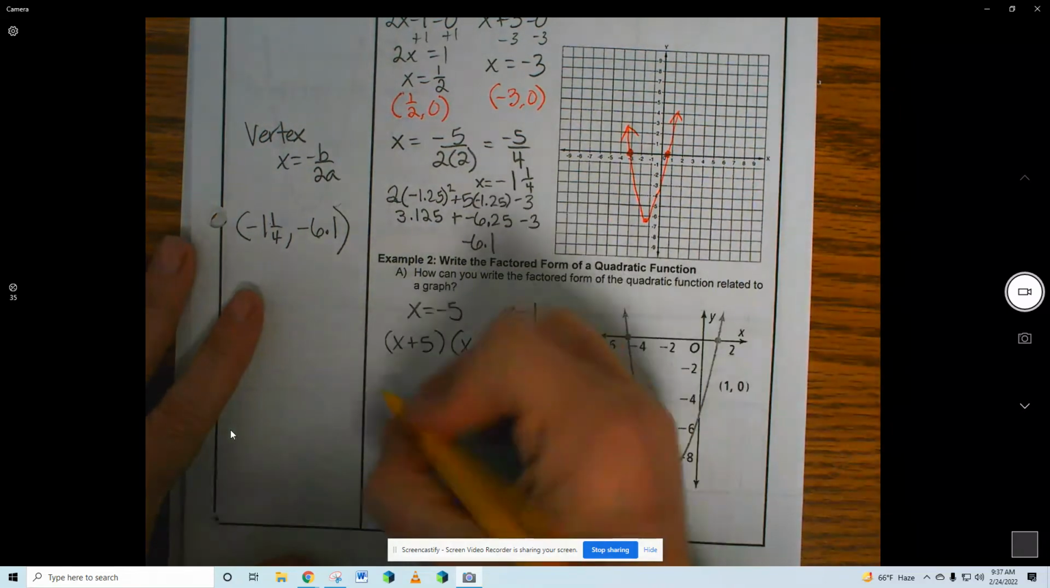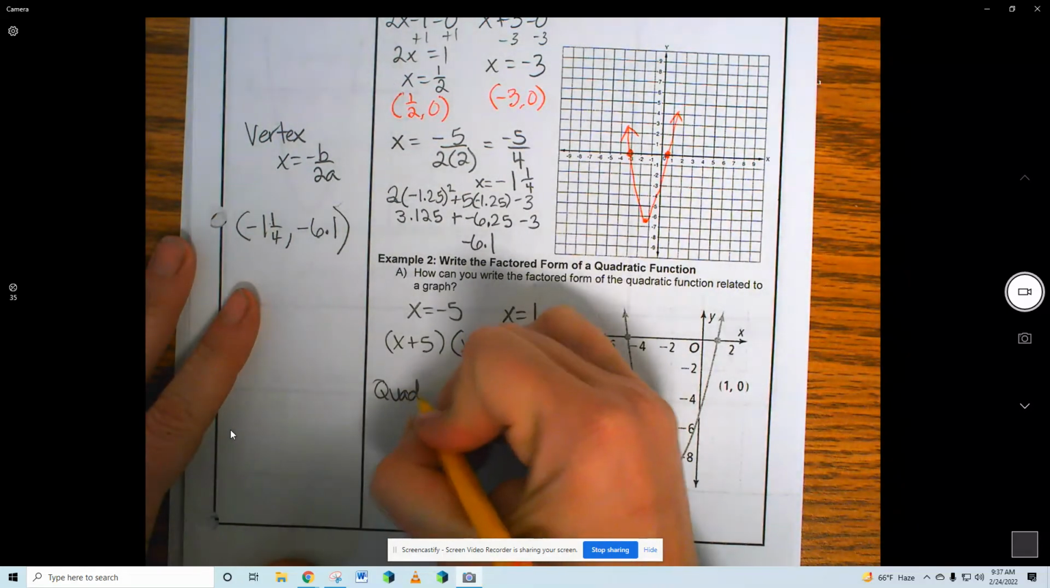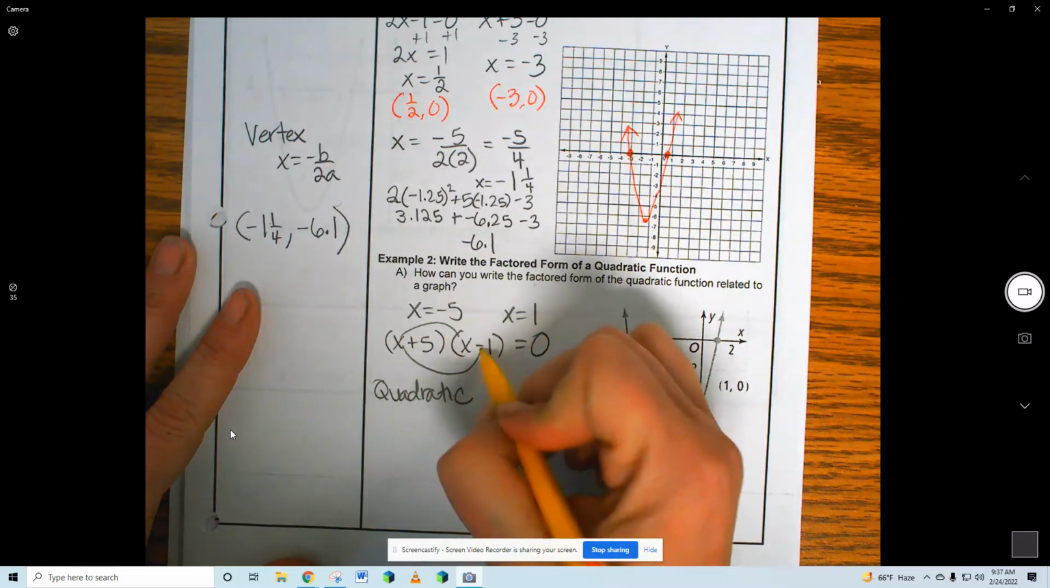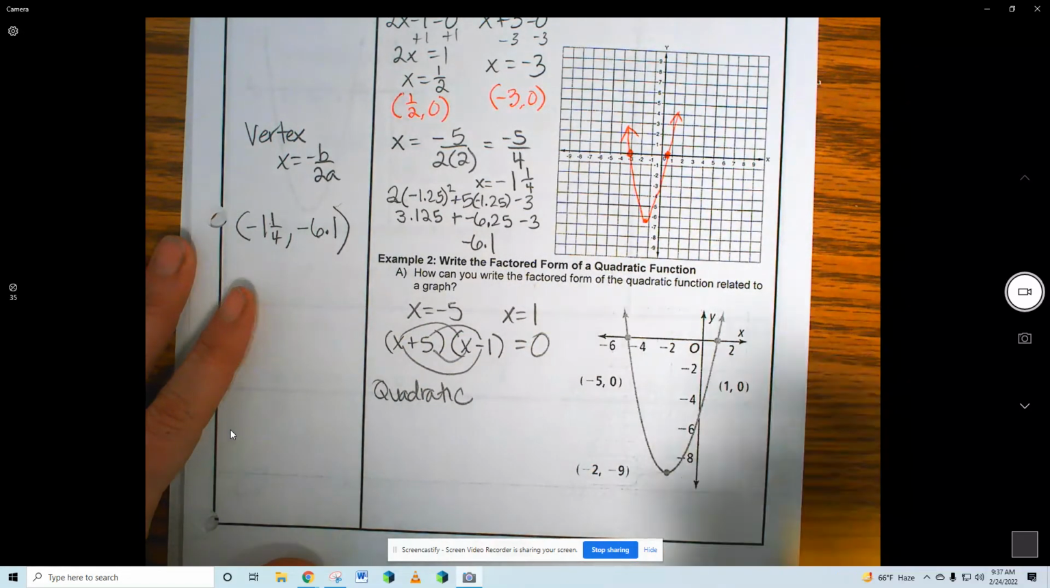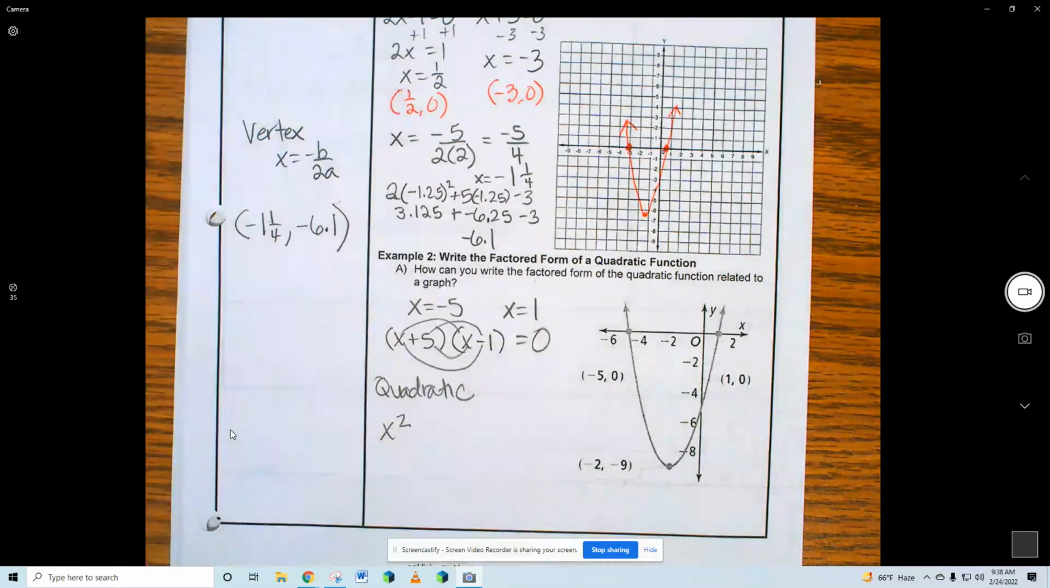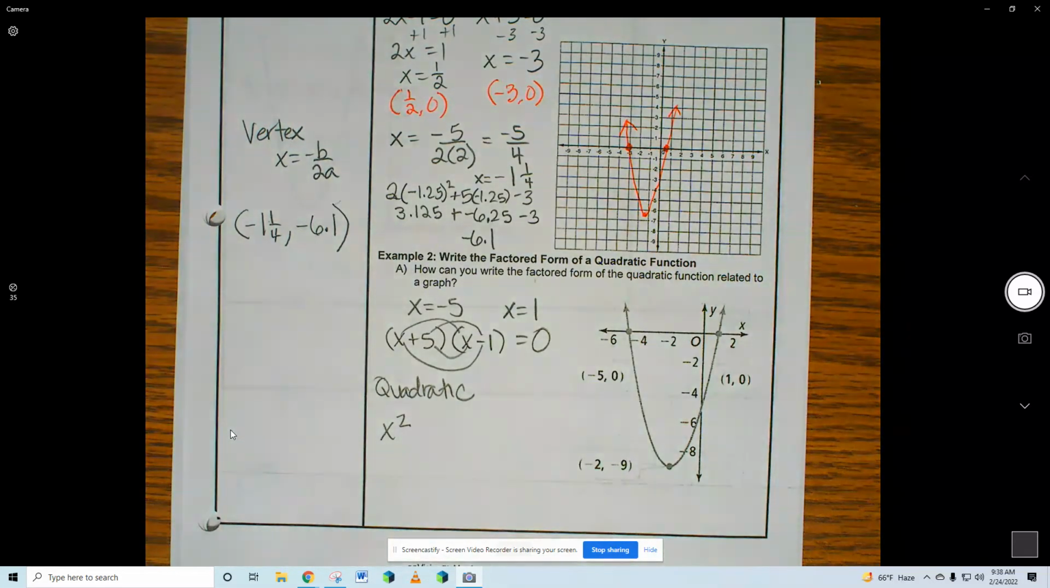The quadratic means I FOIL it. So go ahead and FOIL it. First, outside, inside, last. Go ahead. I'm not going to write it all for you. You do it. FOIL it. Tell me what the trinomial is. First, outside, inside, last.